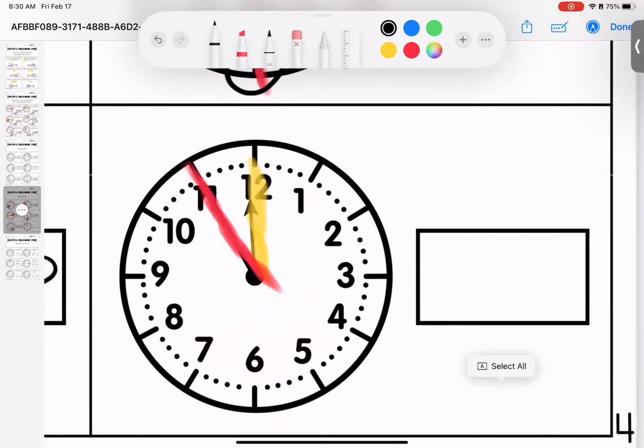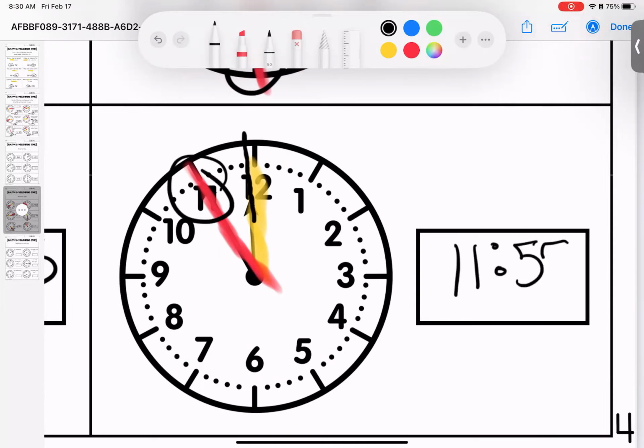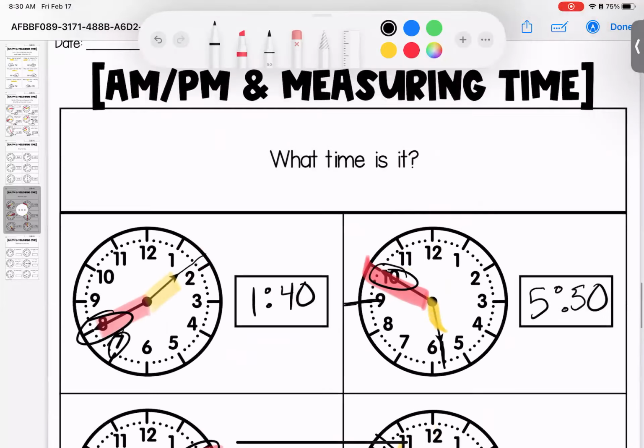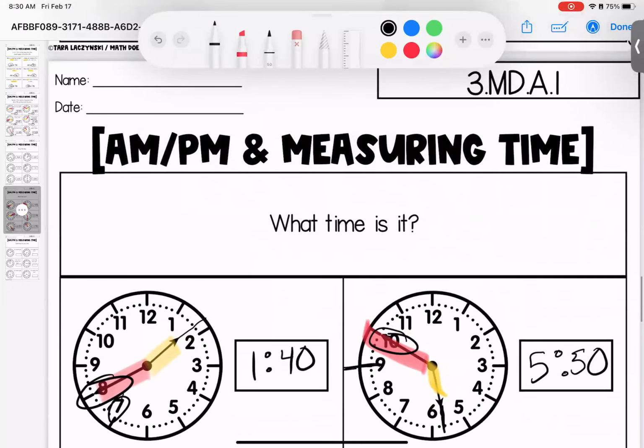Up here, my hour hand, be careful. It looks like it's on the 12, but when I extend it, it's right in front because we only have 5 minutes left in this hour. It is almost noon, but not quite yet, 11:55. Questions on this? Bring them with you to class.